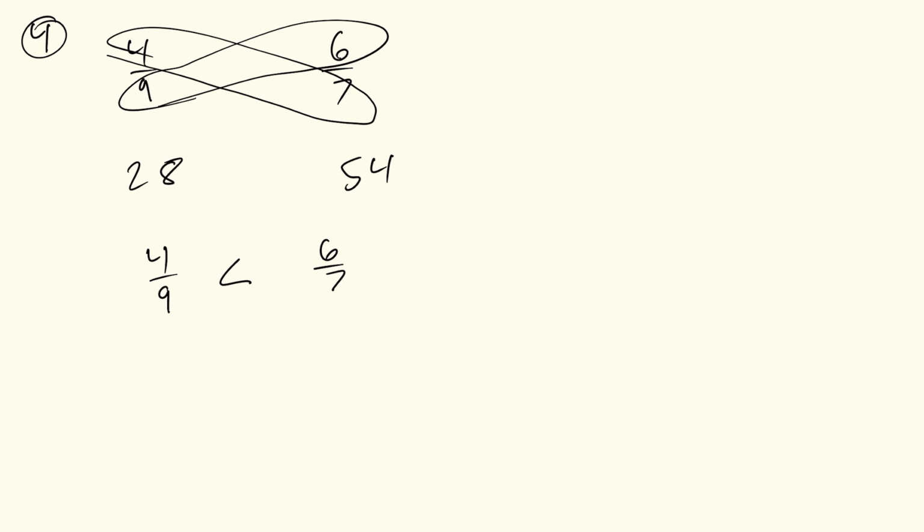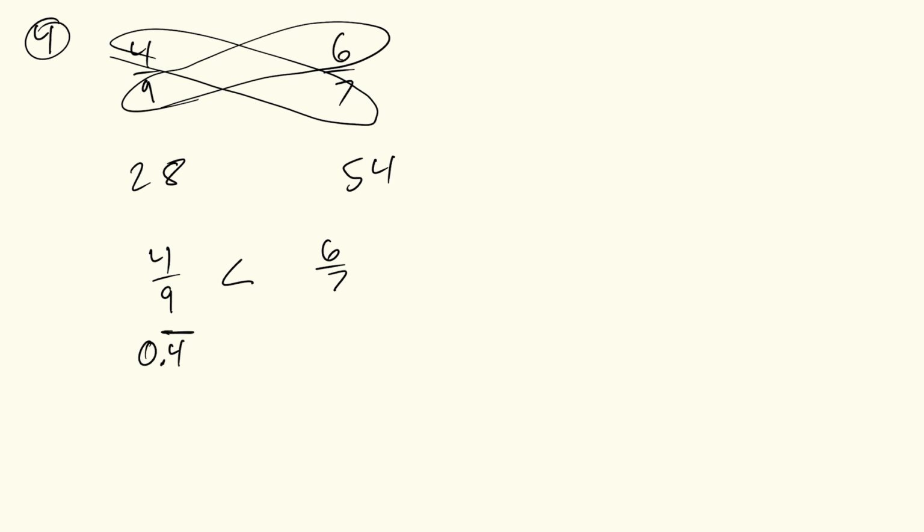And if we put this into a calculator, we get 0.4 repeating over here, and we get 0.86 over here. So that statement, in fact, is true. 4 over 9 is less than 6 over 7. Let's try a couple more questions. Let's go 3 over 5 and 5 over 7. Pause the video and try to do this on your own.